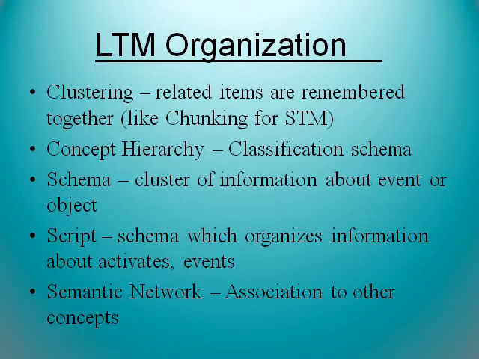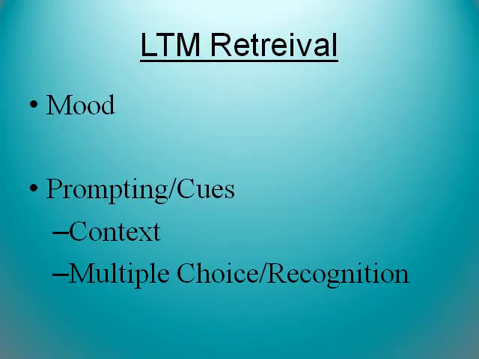A schema is actually just a cluster of information about an event or object. We might have a script. A script is actually a schema which organizes information about activities or events. And then the network is associating one concept to 100 different concepts. But what can affect our long-term memory?